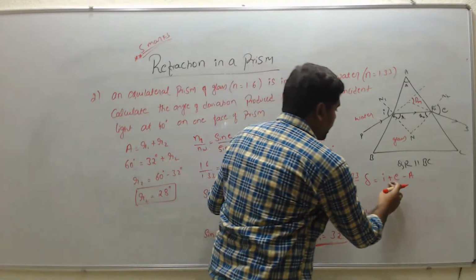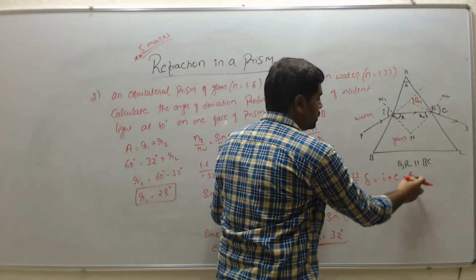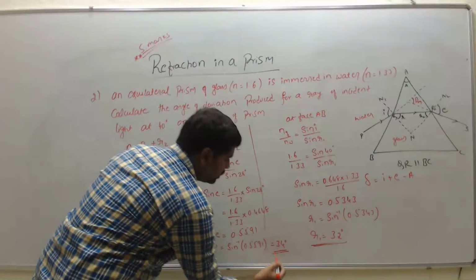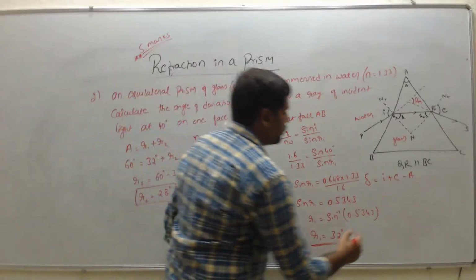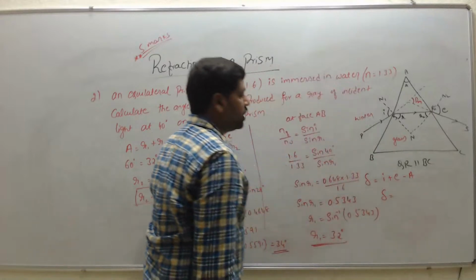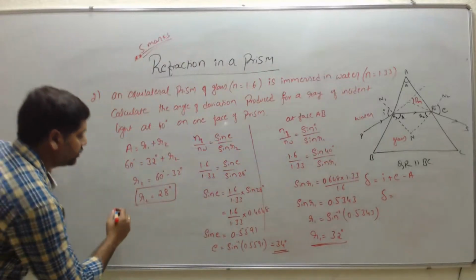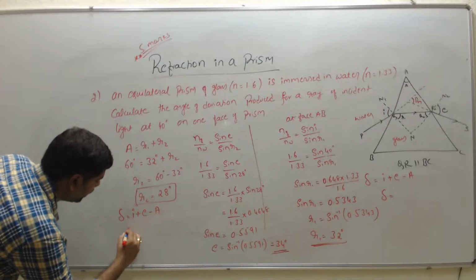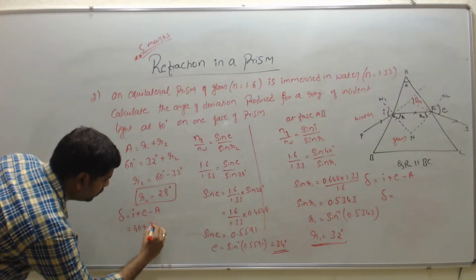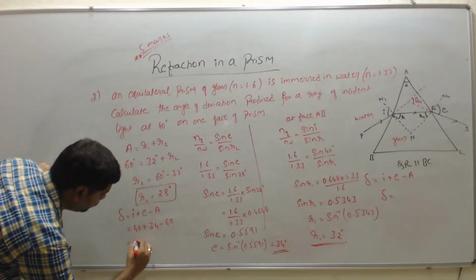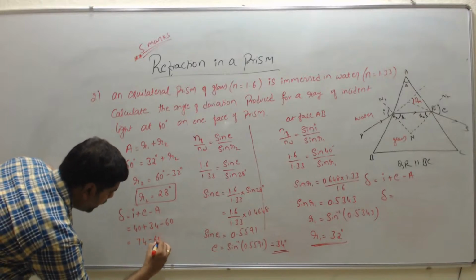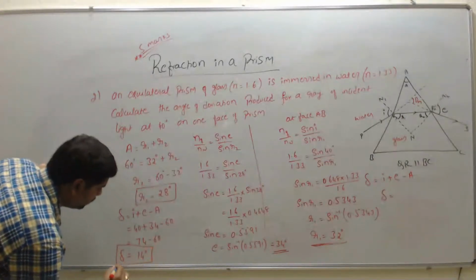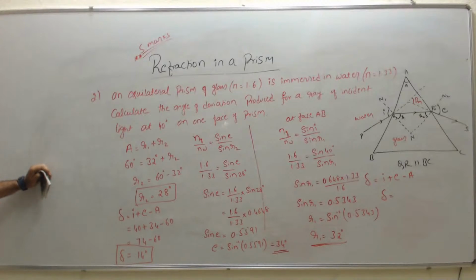Now we substitute the values. We already know the angle of incidence and the angle of prism, and now we have found the angle of emergence, 34 degrees. If we substitute here, we get the deviation angle delta. Delta equals I plus E minus A, which is 40 plus 34 minus 60, that is 74 minus 60. The angle of deviation is 14 degrees. So this is the final answer we get.